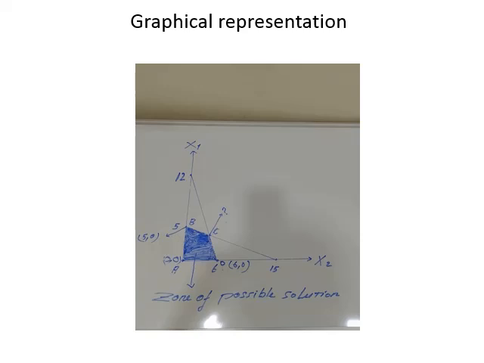We mentioned before that this problem consists of two constraints, so we have two equations or two curves. These two curves reflect the two constraints.